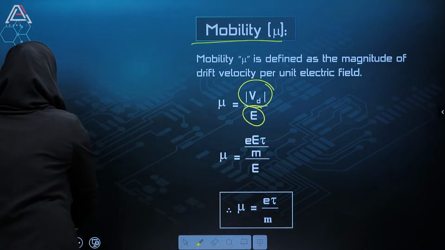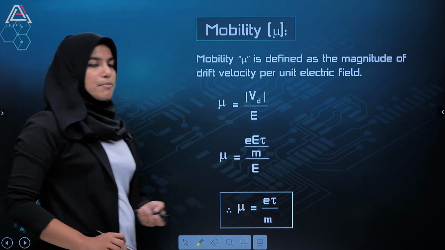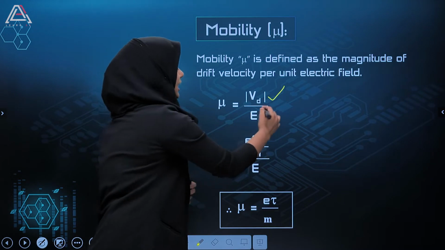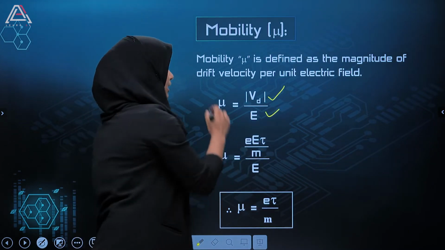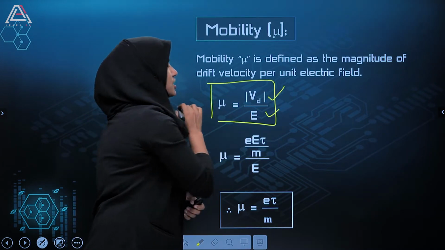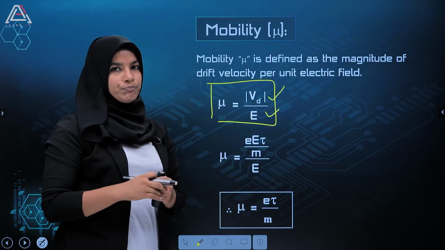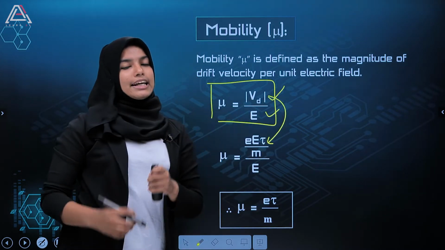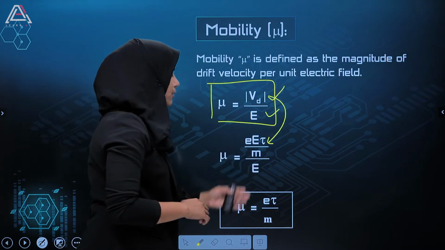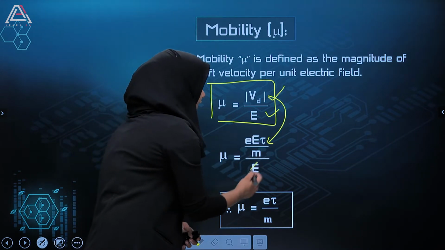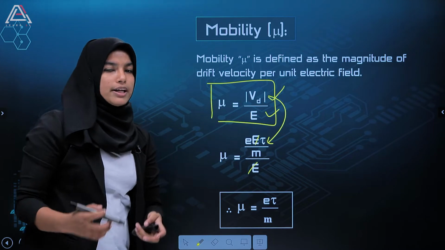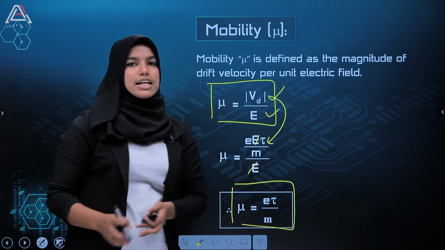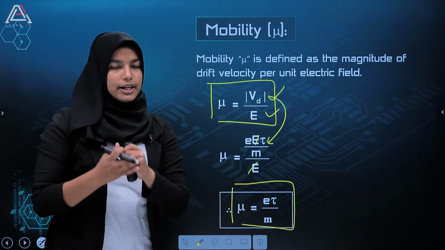So we can define mobility as the magnitude of drift velocity per unit electric field. So Vd by E is the general equation of mobility. We know that Vd is equal to eE tau by m, and we are dividing it by E. So E and E get cancelled and the mobility equation becomes e tau divided by m. So that is the equation of mobility.